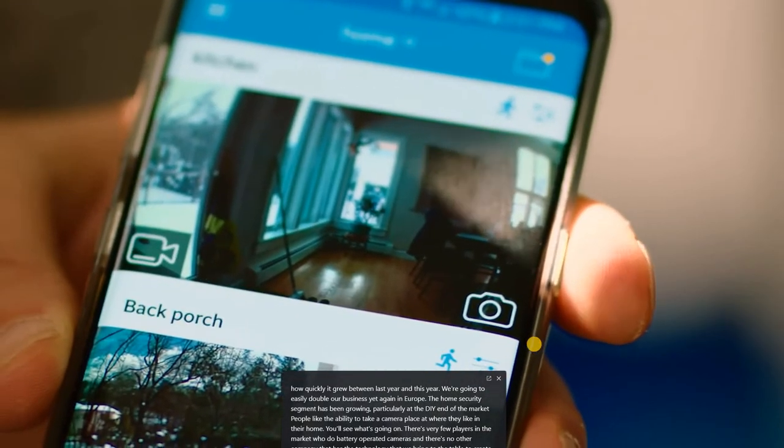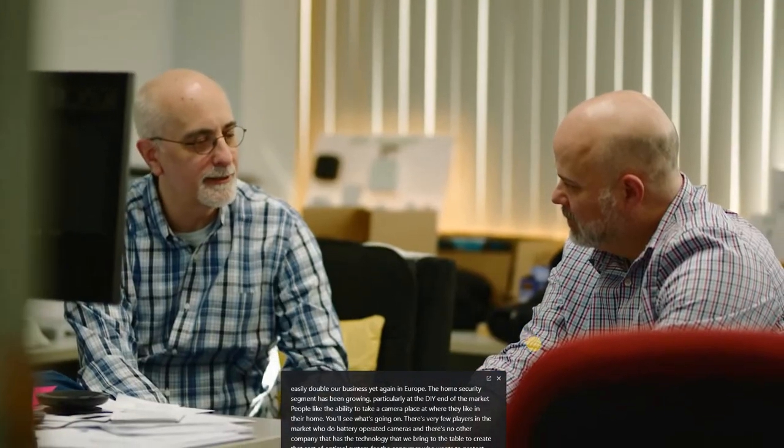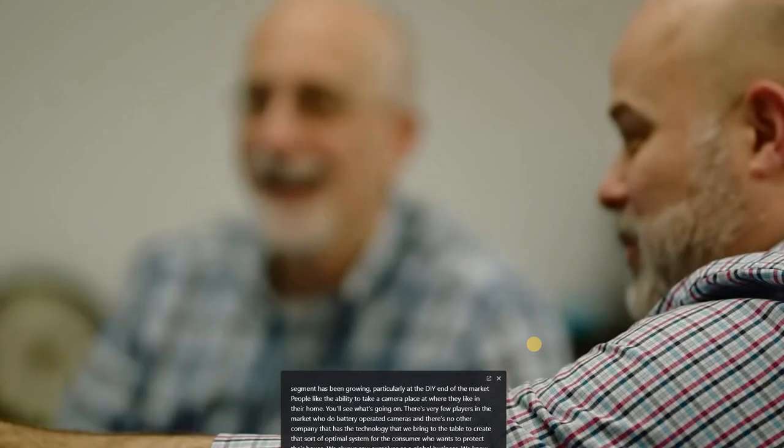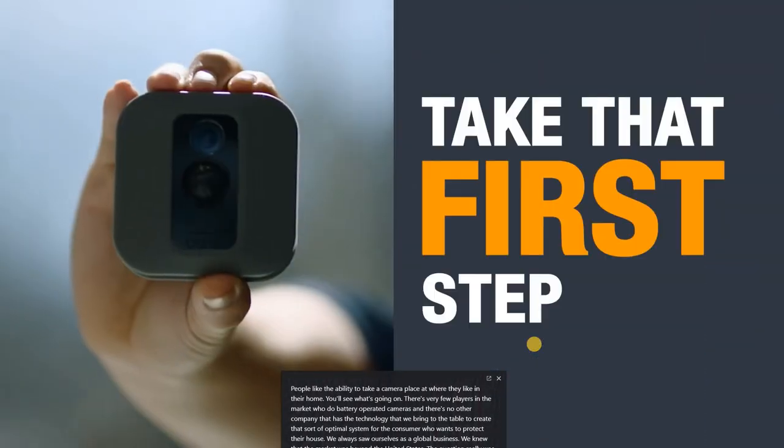We always saw ourselves as a global business. We knew that the market was beyond the United States. The question really was, how were we going to become a global business? What we need to do is figure out a way to take what we have done in the United States and move it into the European marketplace. The hardest thing for a small U.S. company to do is take that first step.